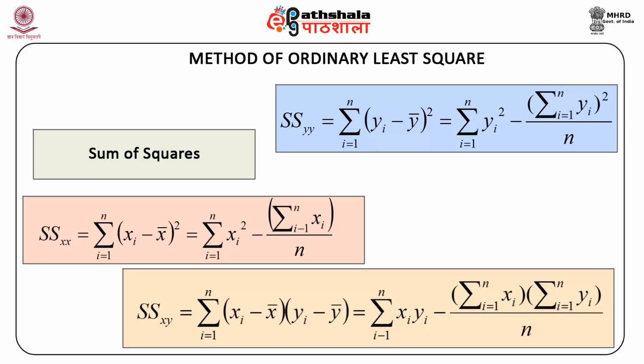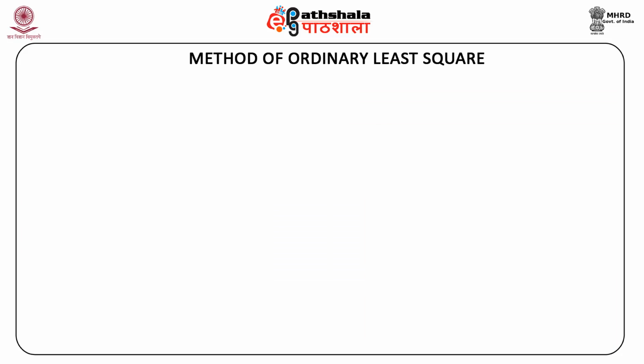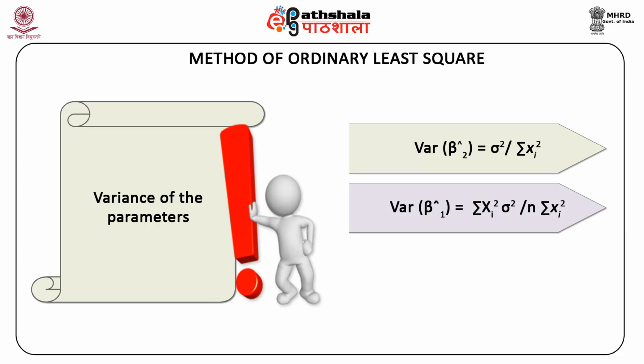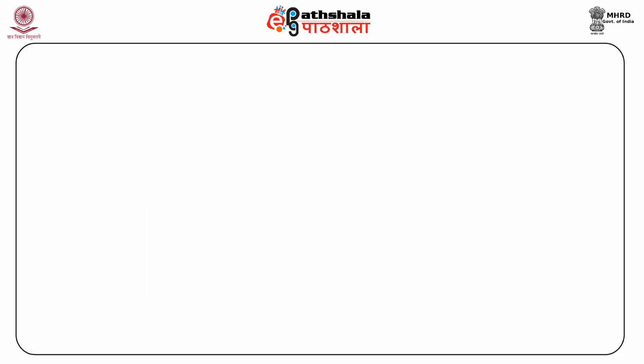SSYY is equal to summation i varying from 1 to n (yi minus y bar) the whole squared, which is equal to summation i varying from 1 to n yi squared minus (summation i varying from 1 to n yi) the whole squared divided by n. Variance of the parameters is given by variance of beta hat 2 is equal to sigma squared divided by summation xi squared. Variance of beta hat 1 is equal to summation xi squared sigma squared divided by n summation xi squared. We shall now look at the sums of squares in detail.